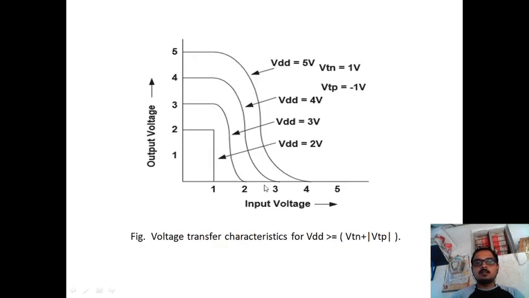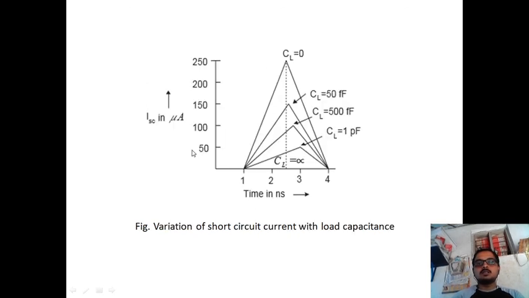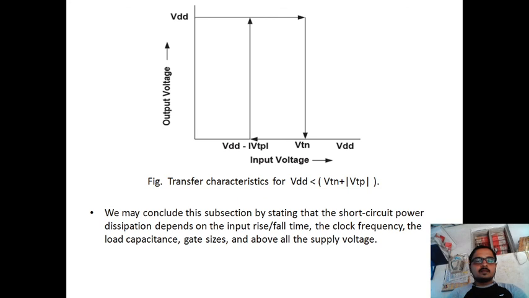We always said that virtually there is no short circuit power dissipation when you decrease the VDD. When you increase the CL, virtually there is no short circuit power dissipation. Actually this does not happen. When CL is equal to infinity, only at that time there is no short circuit power dissipation. You can't maintain CL as infinity. Practically we maintain less short circuit power dissipation, but we can't maintain no short circuit power dissipation here. That's it for short circuit power dissipation.